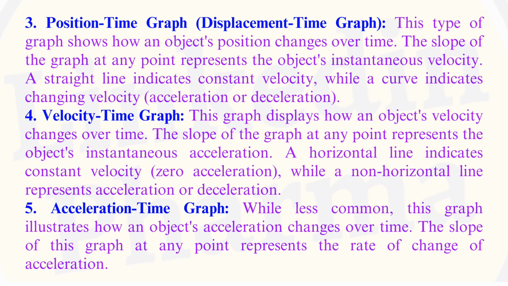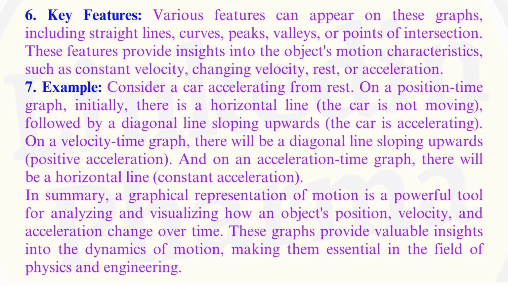6. Key features. Various features can appear on these graphs, including straight lines, curves, peaks, valleys, or points of intersection. These features provide insights into the object's motion characteristics, such as constant velocity, changing velocity, rest, or acceleration.